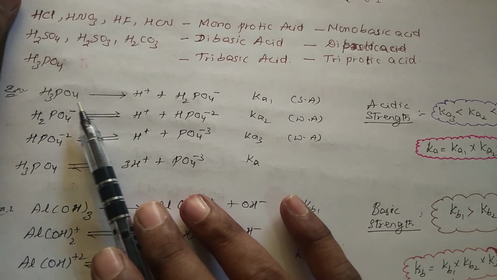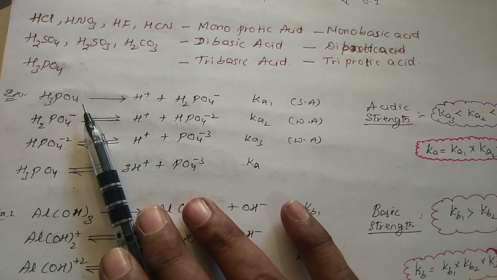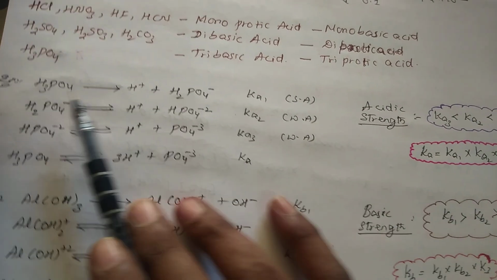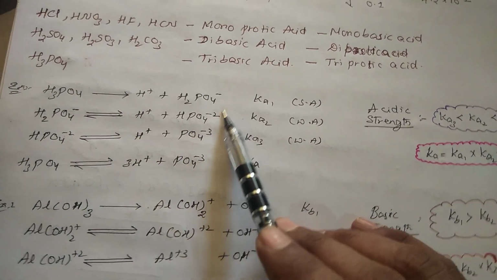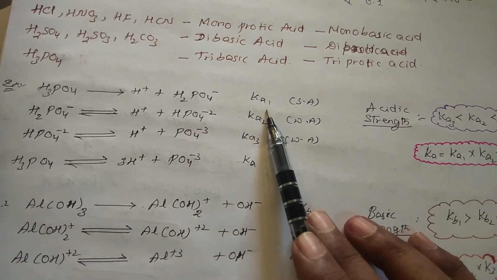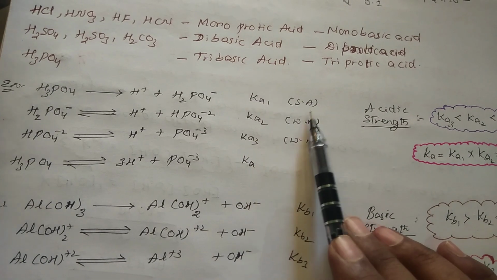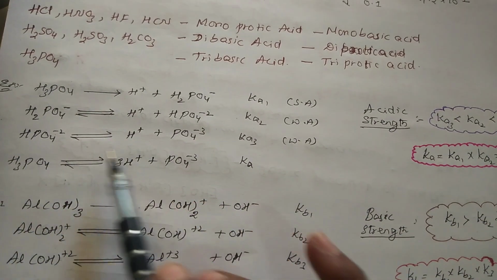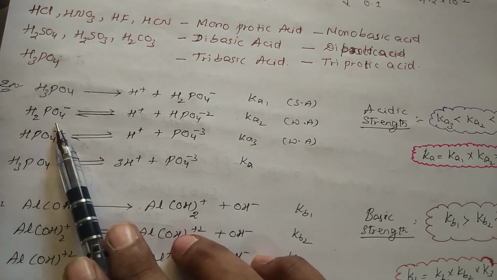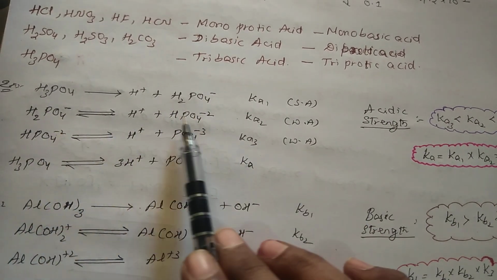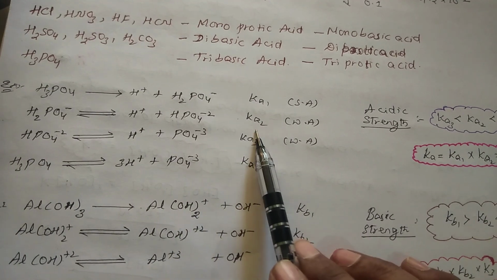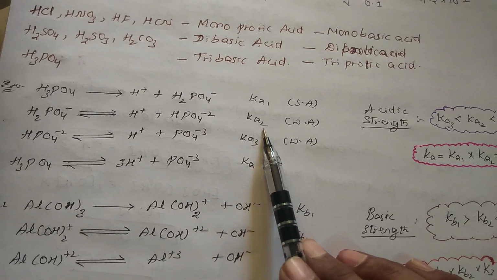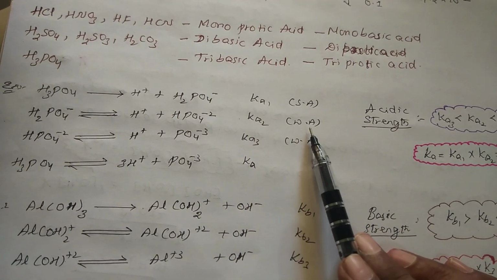Suppose let me take an example like H3PO4. H3PO4 gets converted into H plus and H2PO4 minus. Let me assume the equilibrium constant is Ka1. This is a strong acid because it goes in a unidirectional direction. For the second step, H2PO4 minus is in equilibrium with H plus and HPO4 2 minus. This is the equilibrium, Ka2, the dissociation constant. I am taking it as a weak acid.